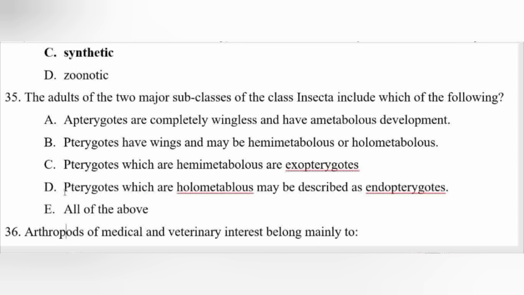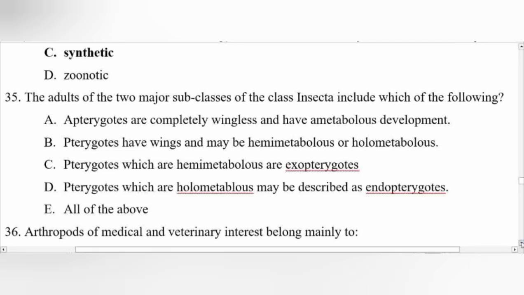So option A says Apterygotes are completely wingless and have ametabolous development. B says Pterygotes have wings and may be hemimetabolous or holometabolous. C says Pterygotes which are hemimetabolous are exopterygotes. Then D says Pterygotes which are holometabolous may be described as endopterygotes. Then E says all of the above.